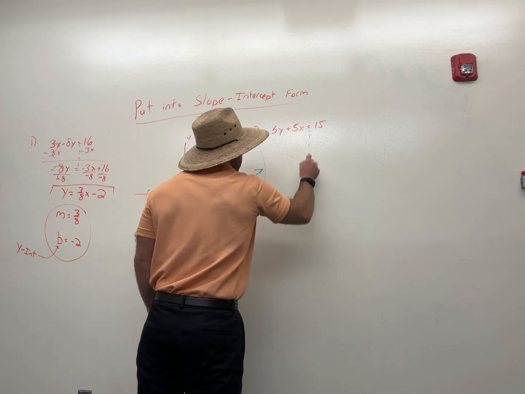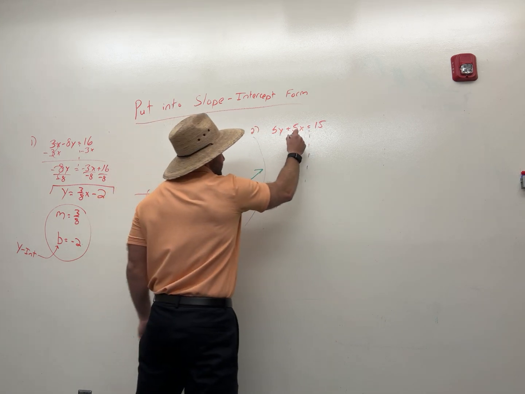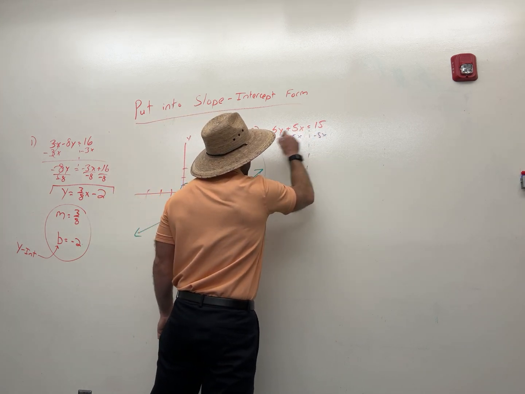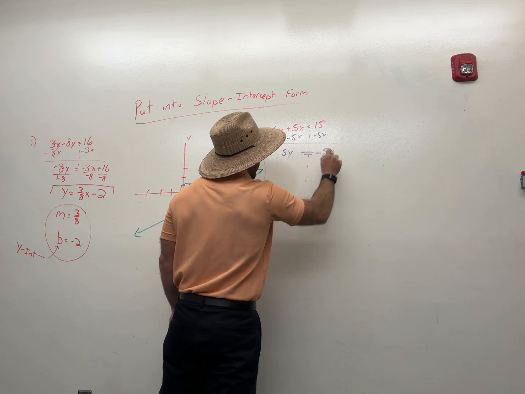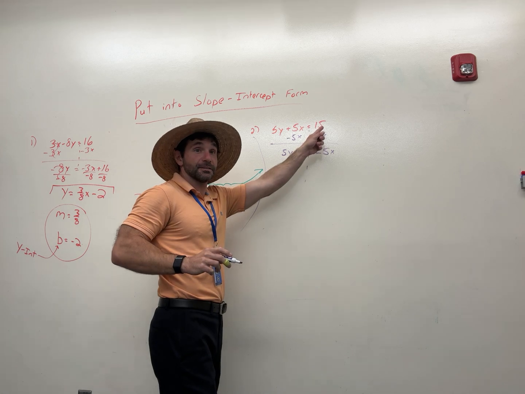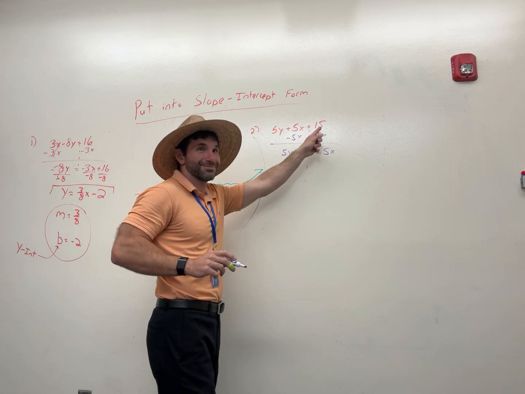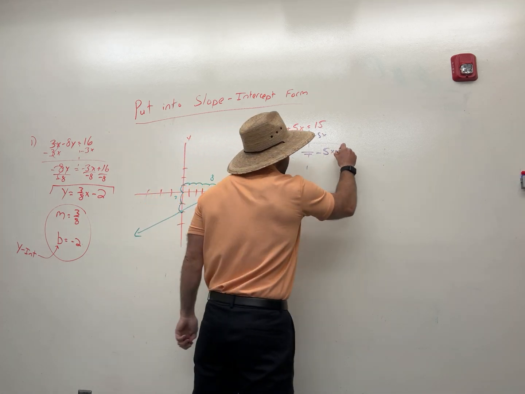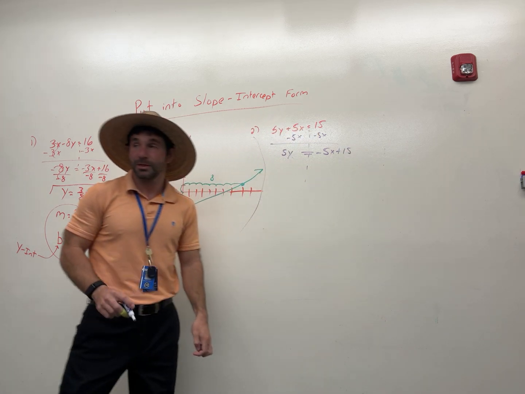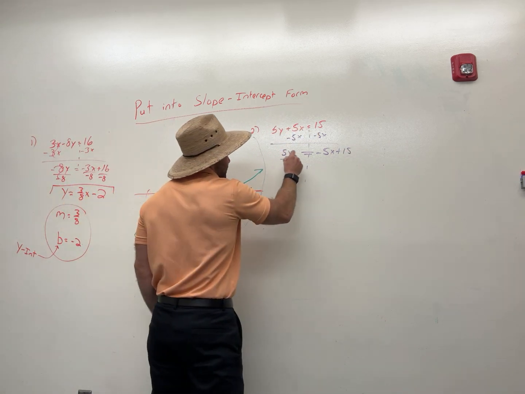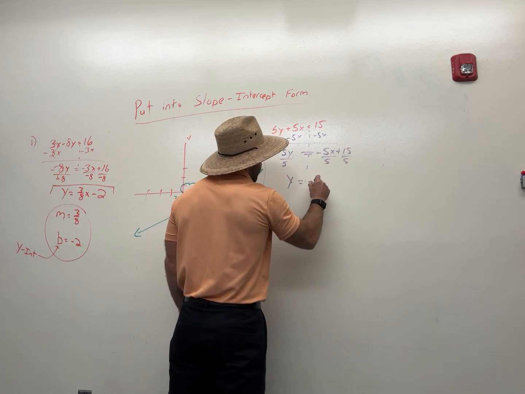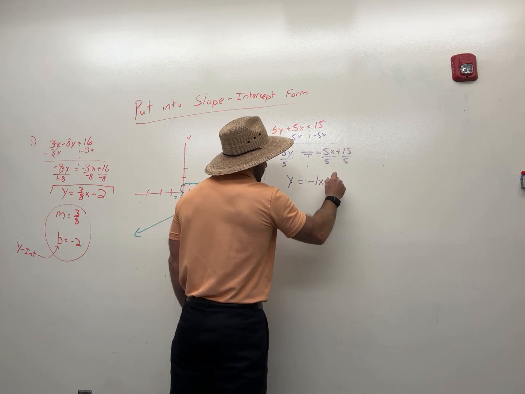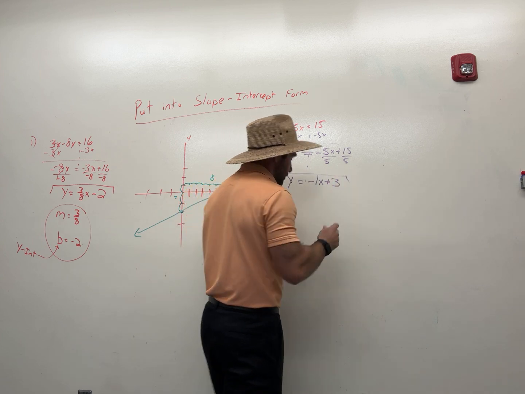So I find my balance point. I subtract 5x from both sides. That leaves me 5y equals negative 5x. It starts as a positive 15, so it stays as plus 15. Then from there, we're dividing each individual thing by 5. Y equals negative 1x plus 3.